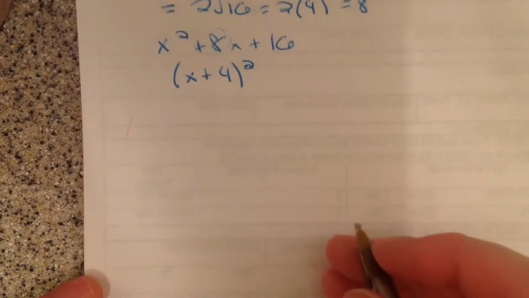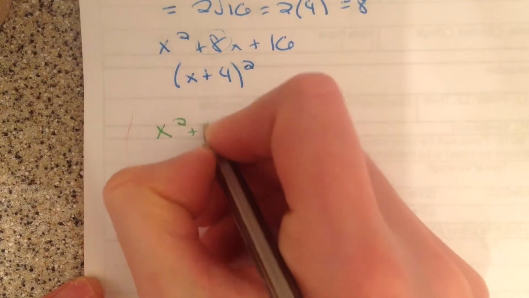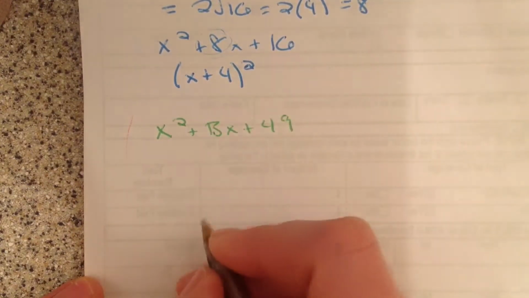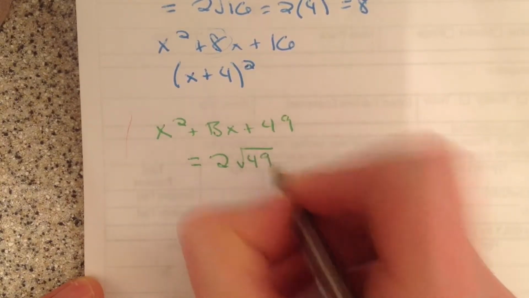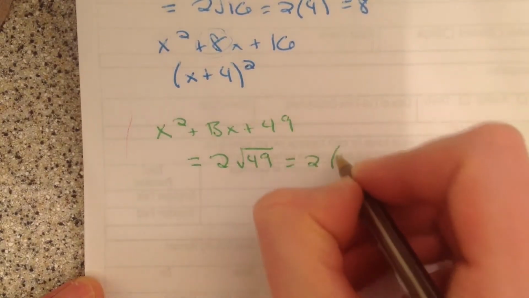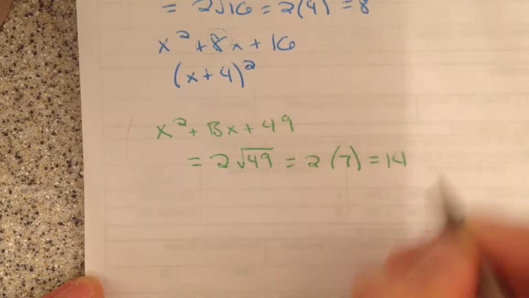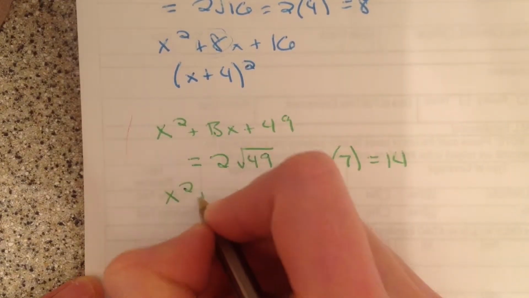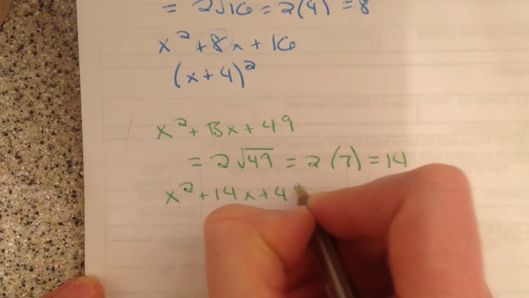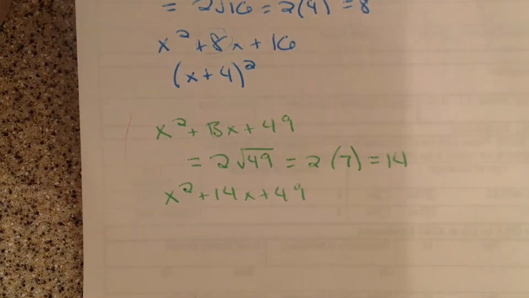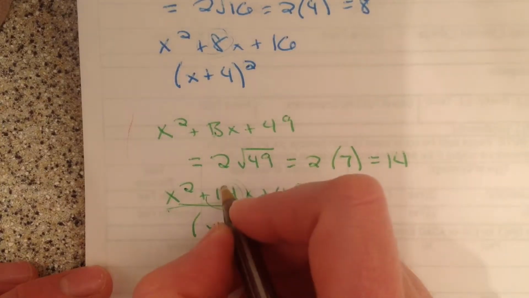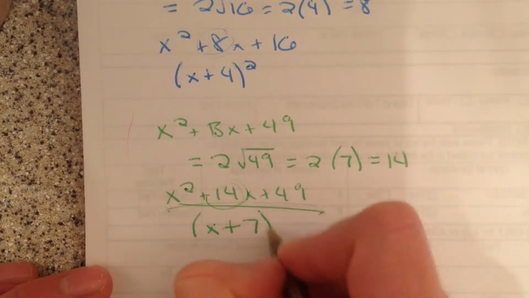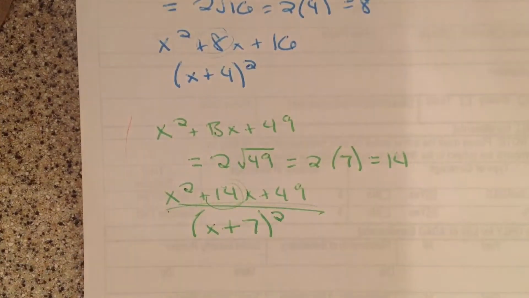Let's do another example. x squared plus bx plus 49. So b equals 2 square roots of 49, which is 2 times 7, which is 14. So in other words, instead of b here, if we want to make this a perfect square, we put in 14. Well, this now factors to be x, this divided by 2 is positive 7, so plus 7 squared. Once it's a perfect square, every time.